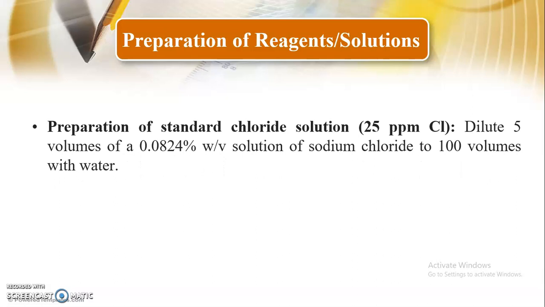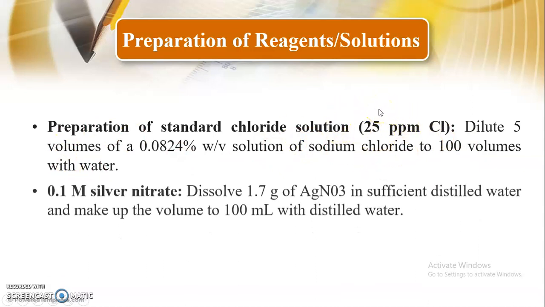Now, we will see the different reagents that we require in this limit test. First, the preparation of standard chloride solution, having a concentration of about 25 ppm. As we know, ppm is parts per million. So dilute 5 volumes of 0.0824 weight by volume solution of sodium chloride to 100 volumes with water. This gives us a standard solution having a 25 ppm concentration.